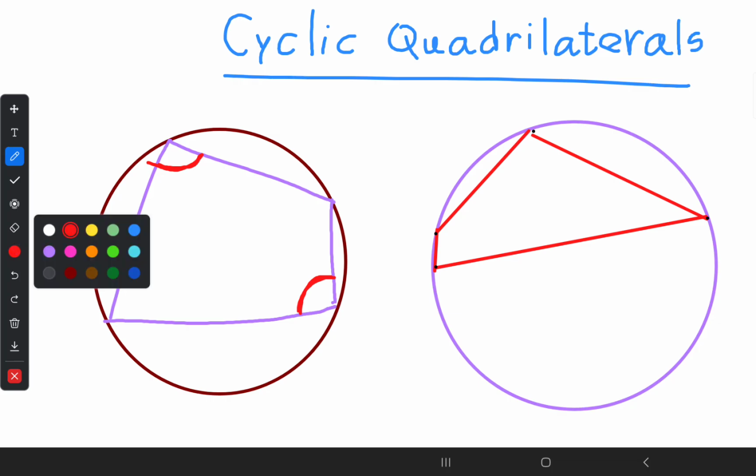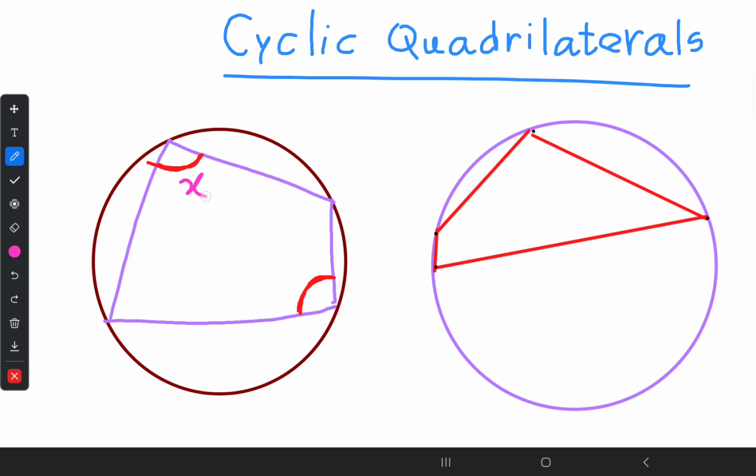Supplementary angles mean this one is x, this one is y. The sum of these two angles will give you 180. That is the term called supplementary. Supplementary means when we add two different angles, the sum is 180. Those kinds of angles are named supplementary angles.